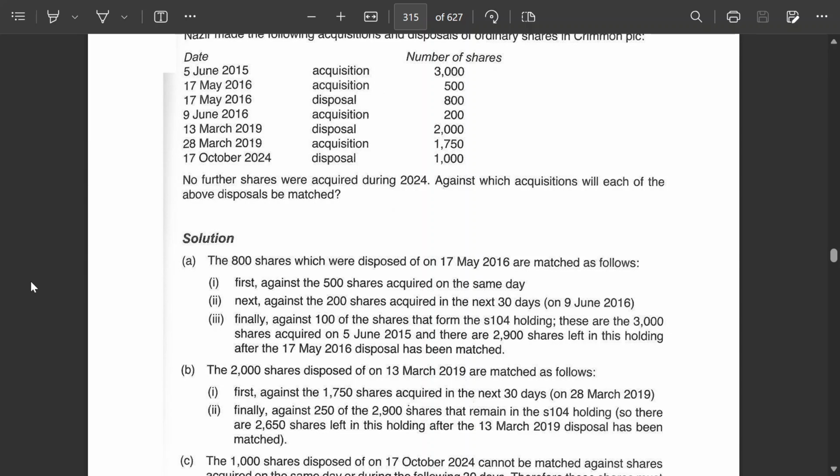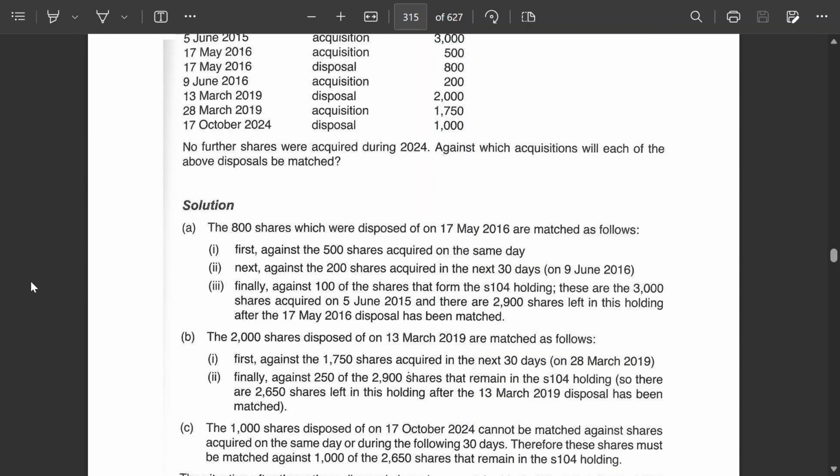Okay, the first date is 5th of June 2015, and how many shares. All right, now we can see most of the information. Can you read the numbers on the last bench? Sybil, can you read the numbers? Yeah? Okay.